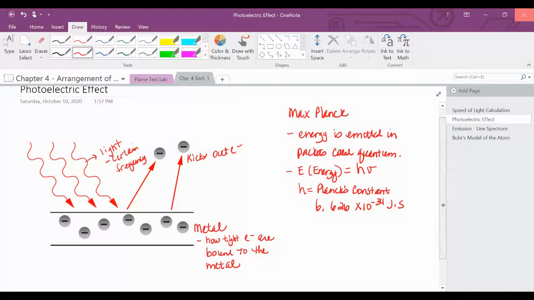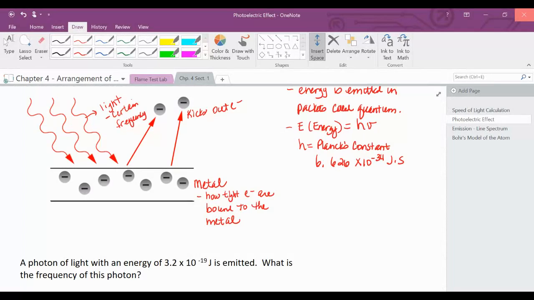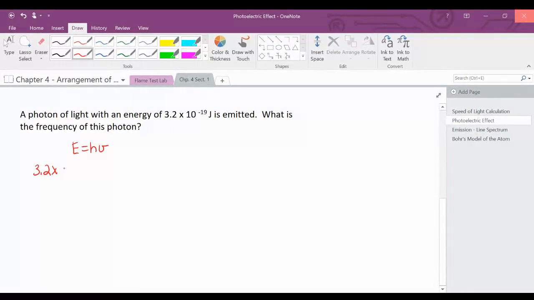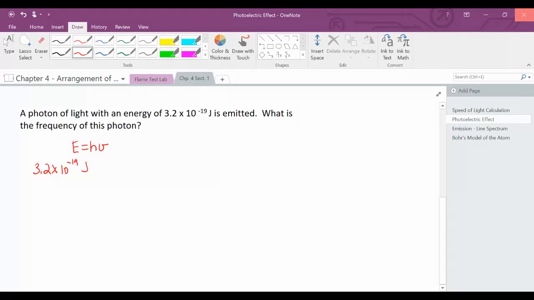All right, so let's look at an example related to the equation we just looked at. So I tell you that I have a photon of light, and we're going to define the term photon here in just a second. And I tell you it has an energy of 3.2 times 10 to the negative 19th joules. So we're going to plug that in for E in our equation. And we're going to want to know the frequency, and h would be Planck's constant.